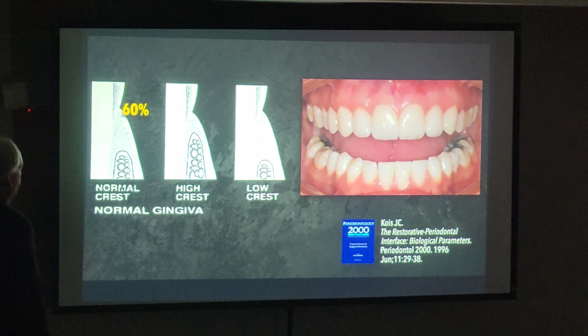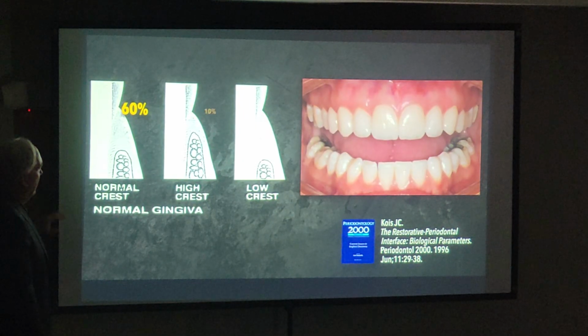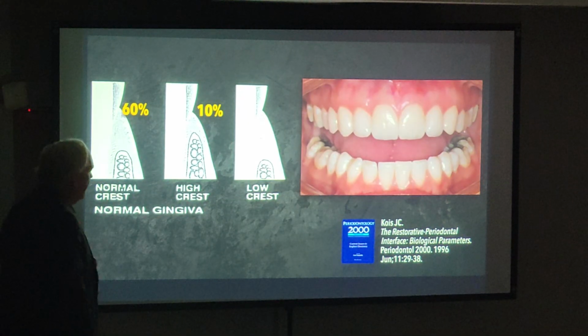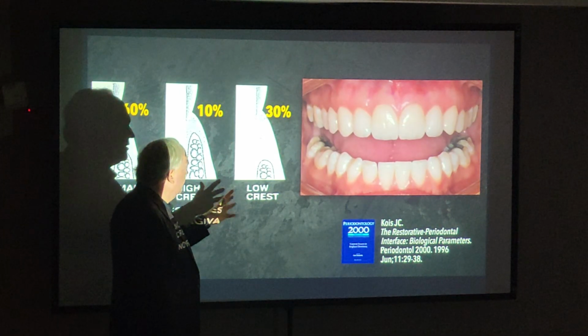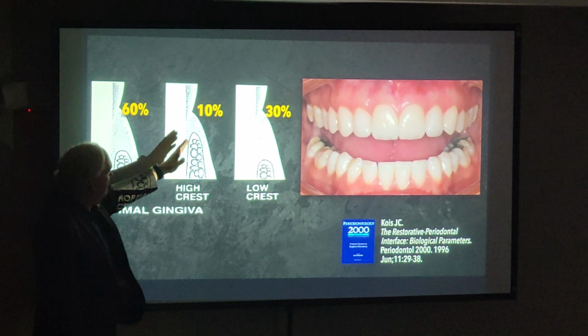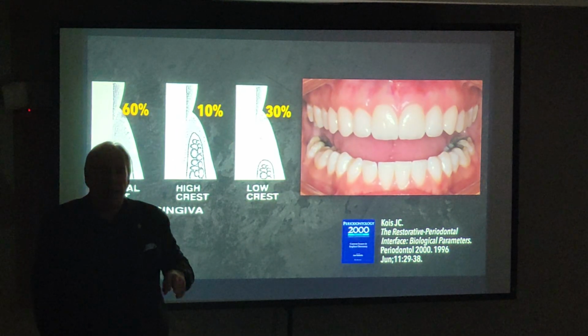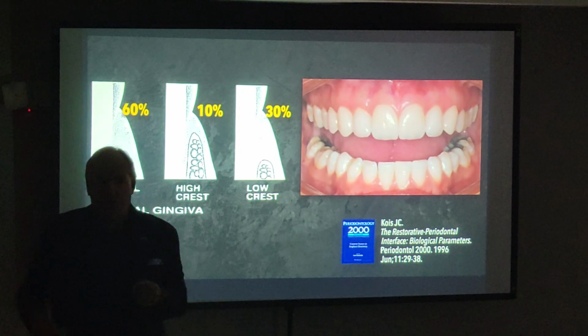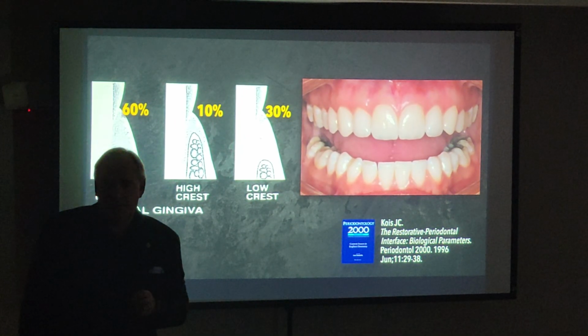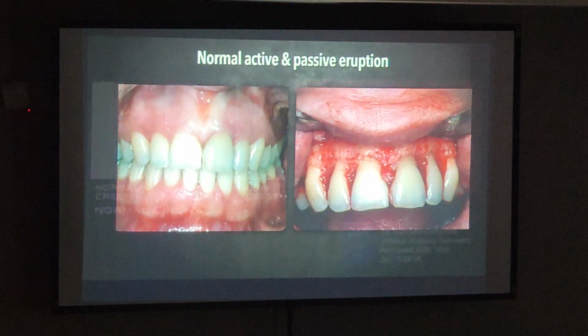This is about 60% of what we see. The high crest is not that common, but it's out there, and the low crest is about 30%. So if you're messing with bone levels, it means probably about 70% of the time, if you're doing it, you've got to take a little bit of bone. It's more of a grounded thing. About 30% of the time, we're probably doing a gingivectomy if we want to have long-term stability.